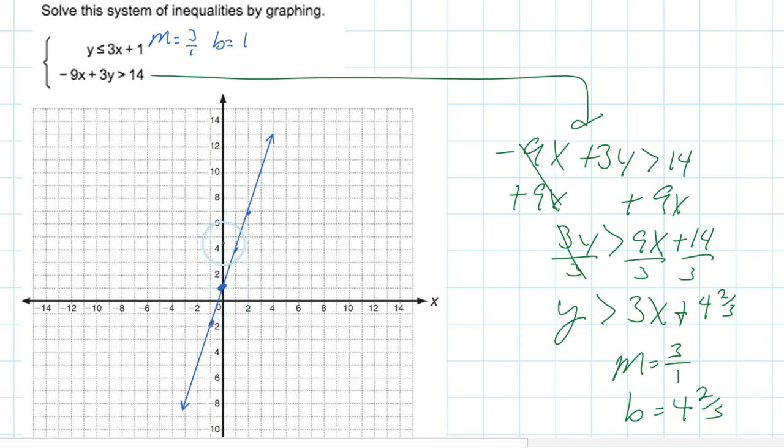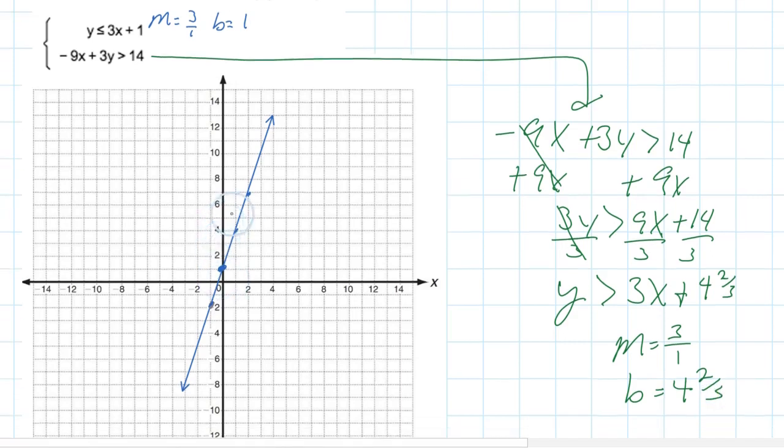I go over to 4 2/3 and put a dot. And then I go up 3 over 1. And do the same thing going the opposite direction. Because this was a greater than symbol, that means that it is a dashed line. Now we need to shade these. The first one we'll shade in blue.